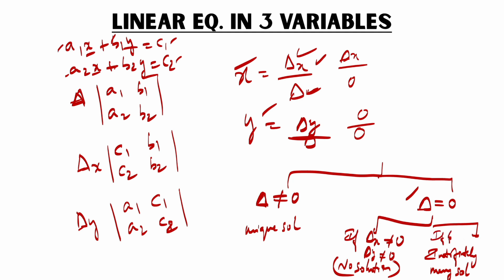Infinitely many solutions if both det of x and det of y are equal to 0. If the numerators are equal to 0 as well as the denominator, which is det, equal to 0. See, when we apply this in our problems, then it will be very clear for you.